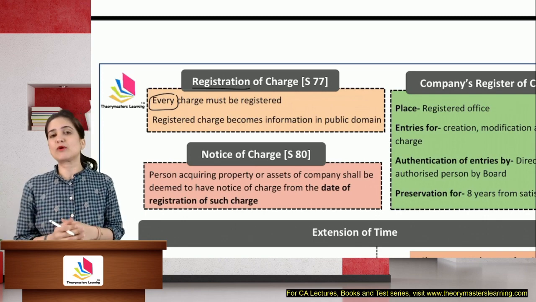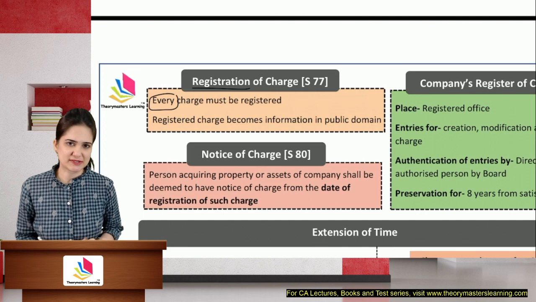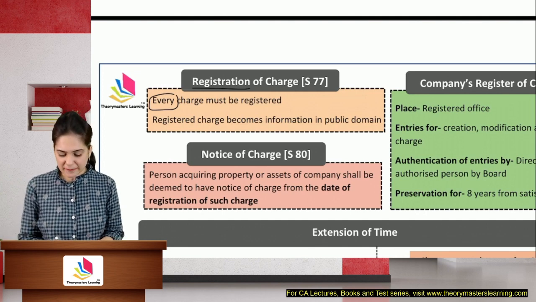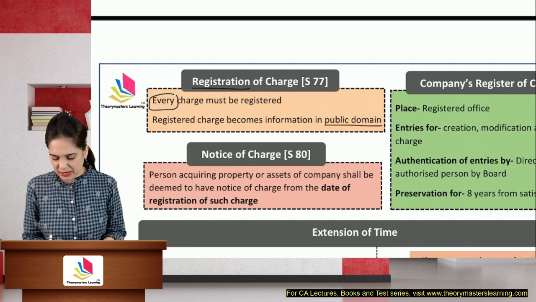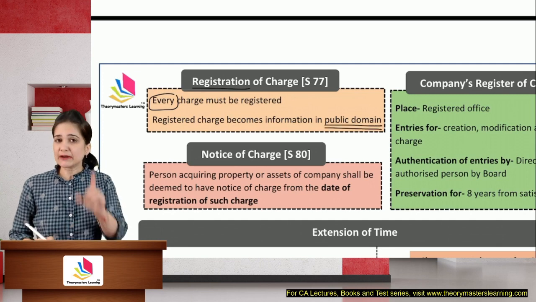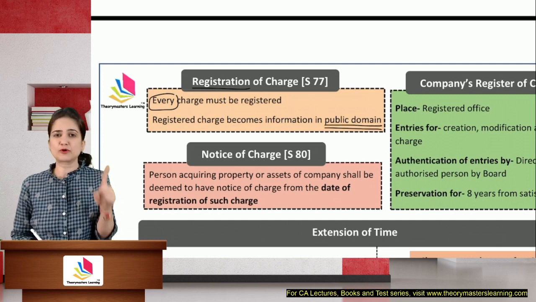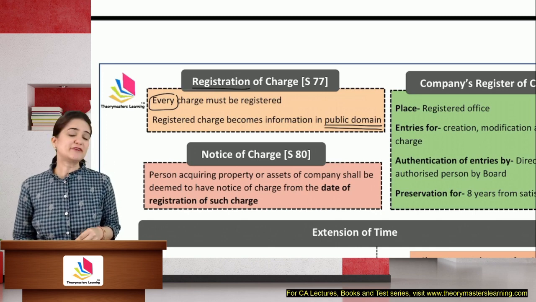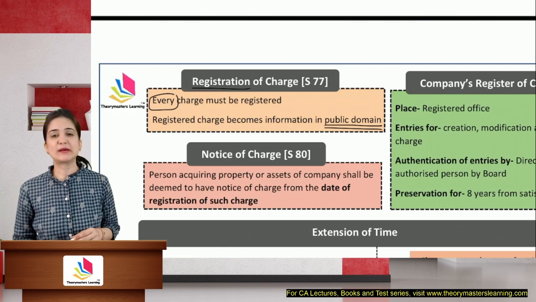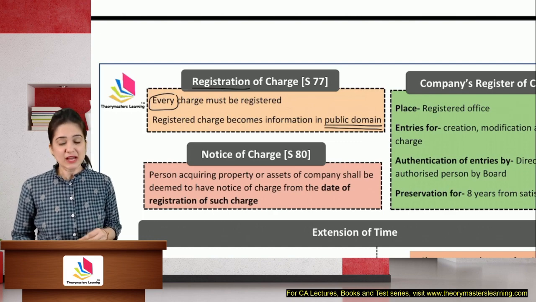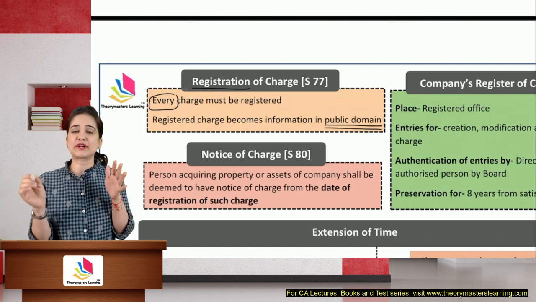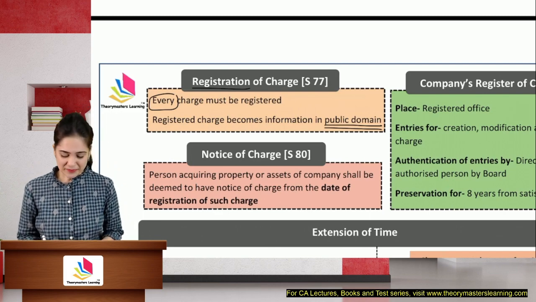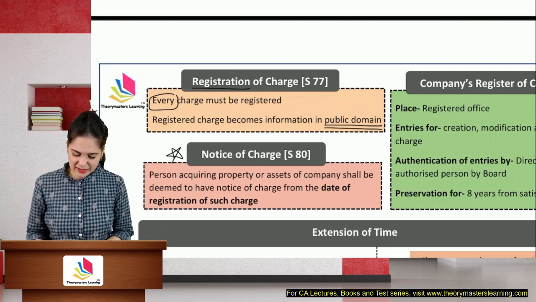Now, this is possible only when every charge is registered. So the company will register every charge that it has created, and once the charge is registered, it becomes information in the public domain. It means the creditor, before entering into a contract with the company, must verify the register of charges. If he fails to do so, then he will have to blame himself for his negligence. It is assumed that if you are entering into a contract with a company, you must have gone through the register of charges. This is again a very important provision.